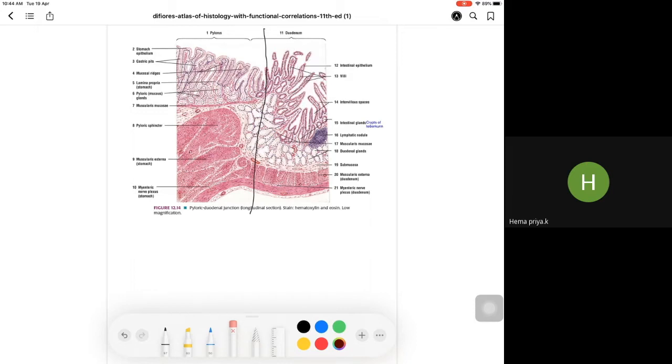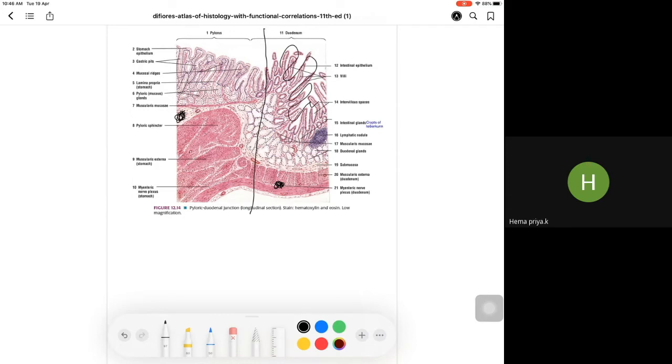2 stomach epithelium, 3 gastric pits, 4 mucosal ridges, 5 lamina propria of stomach, 6 pyloric mucous glands, muscularis mucosa, 8 pyloric sphincter, 9 muscularis externa of stomach, myenteric nerve plexus of stomach. 12 is intestinal epithelium, 13 villi, 14 intervillous spaces, 15 intestinal glands, crypts of Lieberkühn, lymphatic nodule, muscularis mucosa, duodenal glands, submucosa, muscularis externa of duodenum, myenteric nerve plexus of duodenum. When you see villi like this, it's a small intestine.